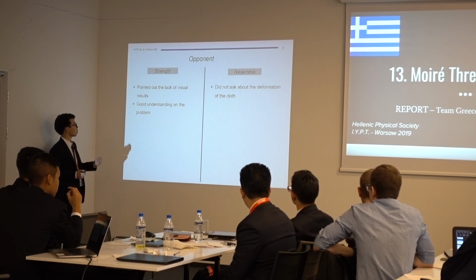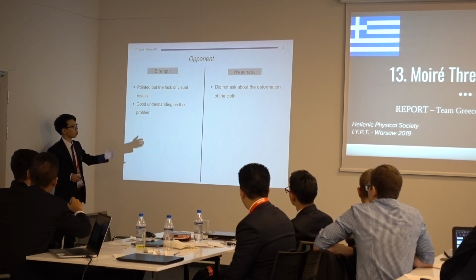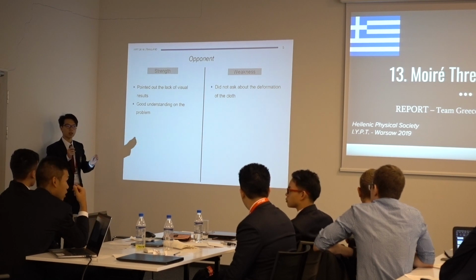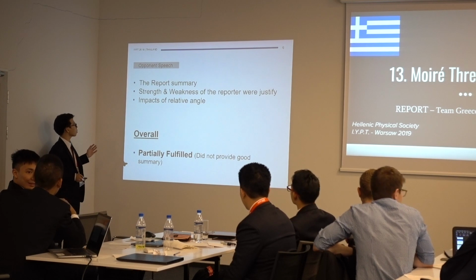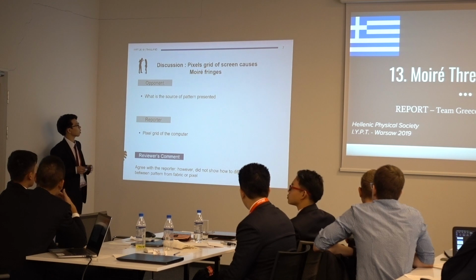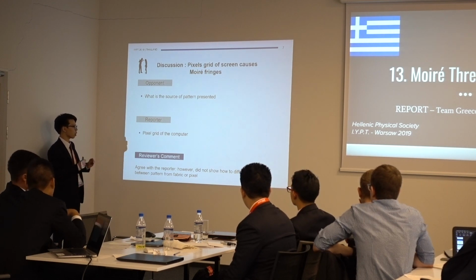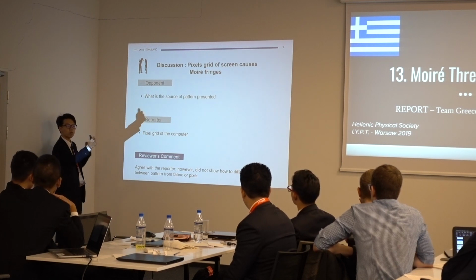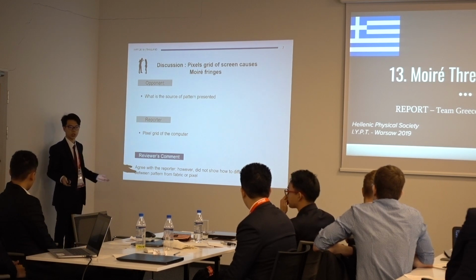For the opponent, the strengths are that he pointed out the lack of visual results and had a good understanding of the phenomena of the problem. The weakness is that he did not ask about the deformation of plots, and he talked about the weaknesses of the reporter but did not have any suggestions at all. The opponent's speech talked about the summary, and he gave partially fulfilled. For the discussion, the pixel grid on the screen causes a Moire pattern. We would agree with the reporter, however, he did not show how to differentiate between the pattern from the fabric and from pixels. This can be done simply by rescaling the image on the computer: the pattern from the fabric will stay the same, the computer one will change.